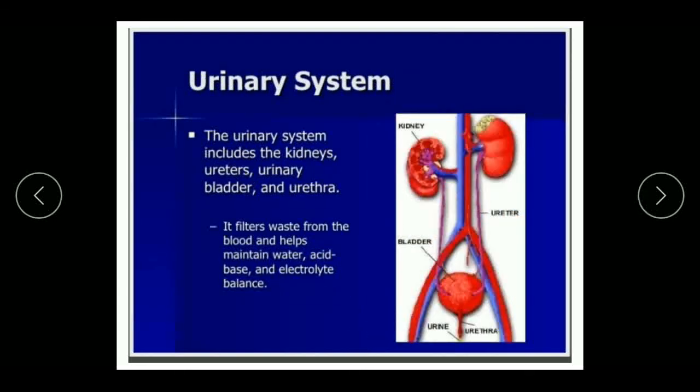Then next one, urinary system. The urinary system includes the kidneys, ureters, urinary bladder and urethra. It filters the waste from the blood and helps maintain the water, acid-base and electrolyte balance. This is the excretory system or urinary system.